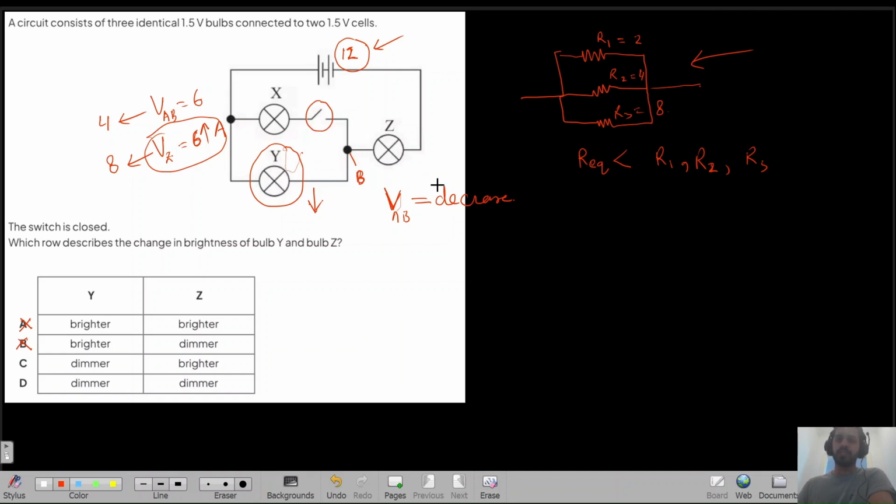Because Kirchhoff's second rule says that the sum of all the voltage rises plus voltage drops in a closed circuit must be 0, right? So 12 volts here, this is, let's say, plus 12 volts if we are crossing the cell in this direction. So these 12 volts must drop before reaching this point if we go around the circuit. So that means that voltage across Z is increasing. That means that the brightness of Z will also increase. So that means that the correct option is option C.